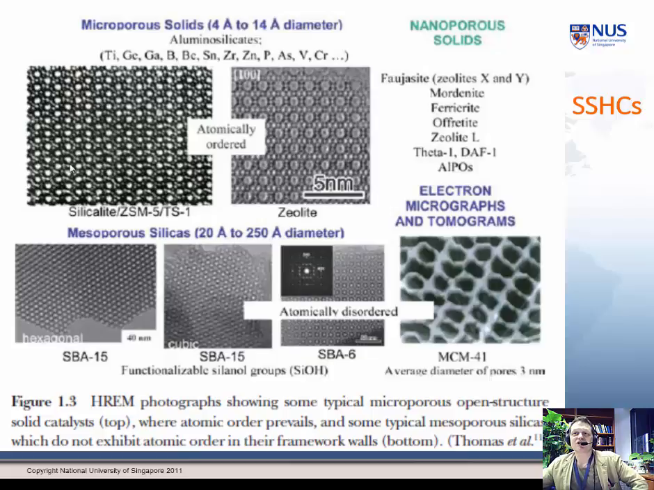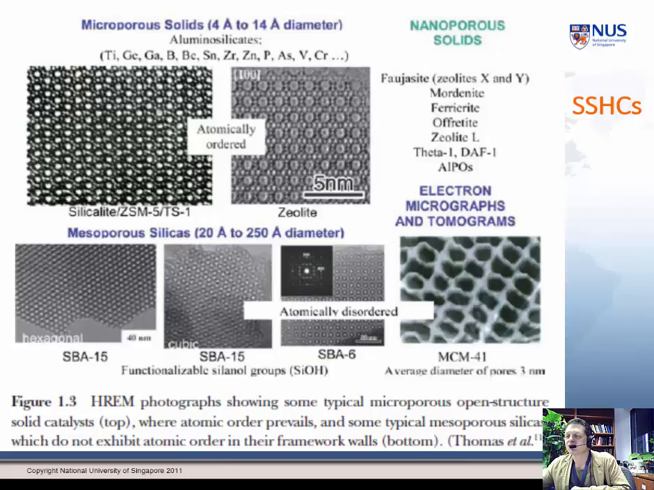And some more examples of aluminosilicates with different metals, but again acting as single site SSHCs, because the active sites are separate from each other, so there's no crosstalk, there's no interaction between the active sites, whether you're talking about zeolites with their hydrogen ions, or much more functionalized and customized types of system.